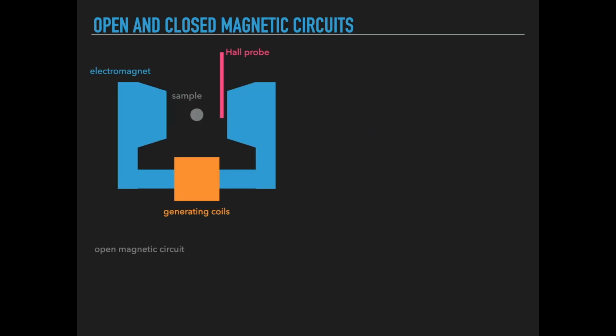The situation that we discussed so far is typical of an open magnetic circuit, meaning that there is no continuous path made of magnetic materials that includes your sample. You can tell that this condition is the one of an open magnetic circuit because there is an air gap between the sample and the electromagnet.